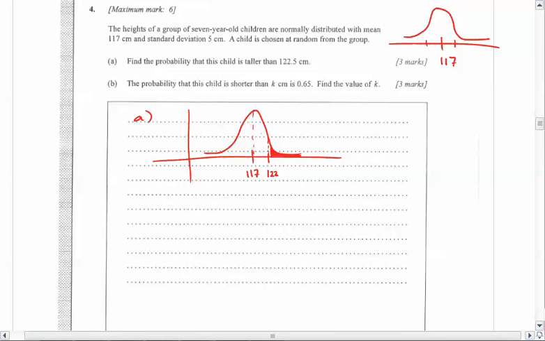Let's see if I can estimate this. I know I've got 50% here, 34% here, so that's 84. I'm looking at about 16% of the graph.